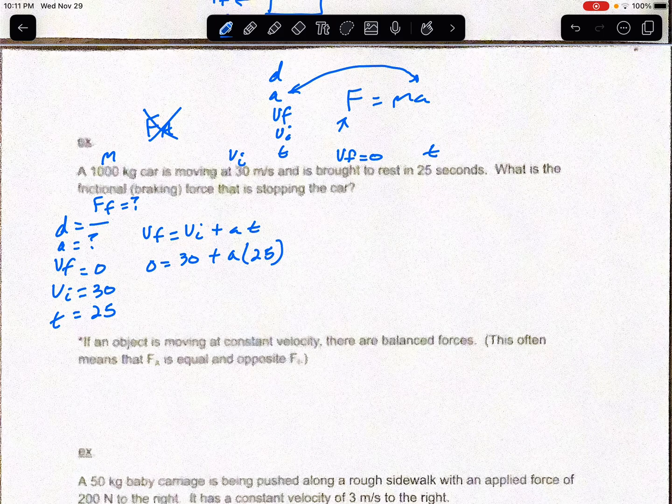So what I would do is I would bring 30 over to the other side. It becomes negative, and then divide both sides by 25, and you get an acceleration of negative 1.2 meters per second squared. Okay, so now I do know my A.